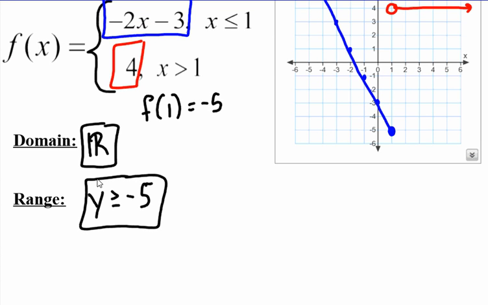The domain are what x values you get. You get all the values going left and right. The graph, though, goes only so far down. It's limited by this blue part of it. So that would be the domain and range for this.